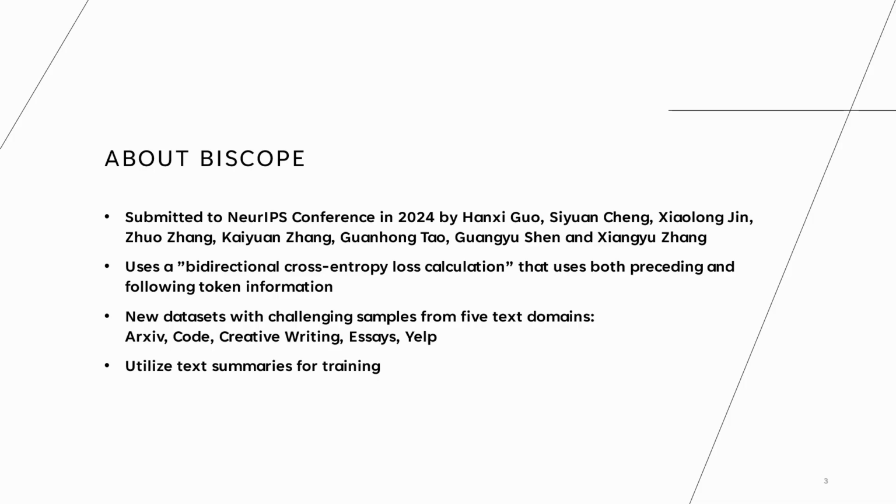This is where BiScope comes in. It was part of a paper submitted to the prestigious NeurIPS conference in 2024 by Hanxi Guo, Xiyuan Cheng, Xiaolong Jin, Zhuo Zheng, Kaiyuan Zhang, Guanhong Tao, Guangyu Shen, and Xiangyu Zhang, and it uses a bidirectional cross-entropy loss calculation to evaluate AI-generated text.